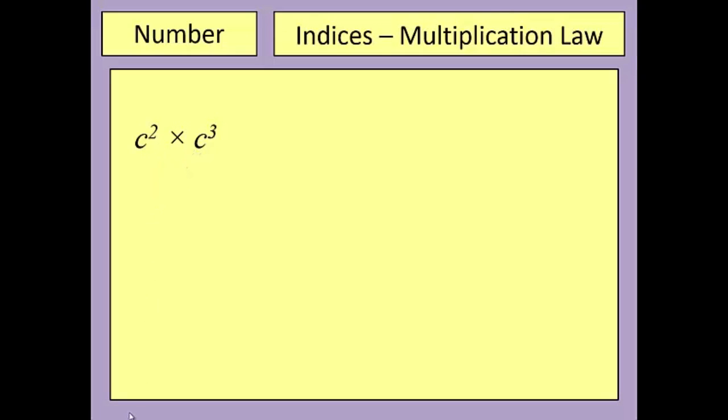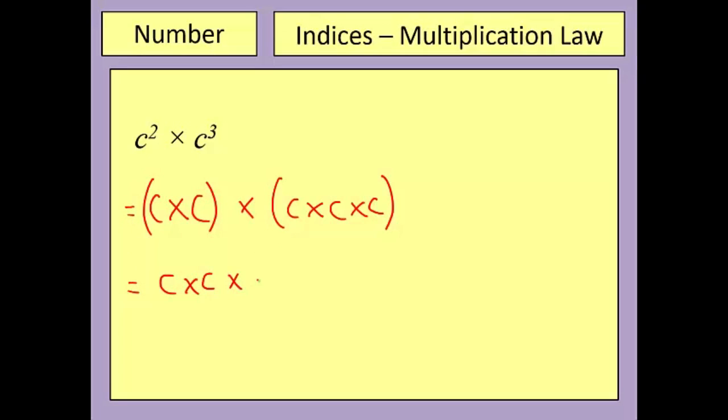The way we approach this question is remember what we mean when we say squared and cubed. When we say c squared here, what we actually mean is c multiplied by another c. So this here represents c squared. Then we're going to times that by c cubed, which is c multiplied by c multiplied by c again. So this is another way of writing the question: c squared multiplied by c cubed. Now we could simply lose the brackets and put that this is equal to c multiplied by c multiplied by c multiplied by c multiplied by a final c.